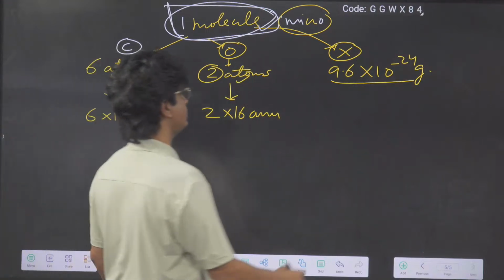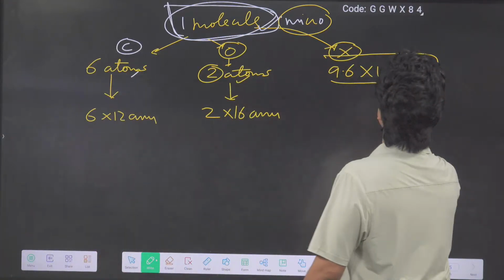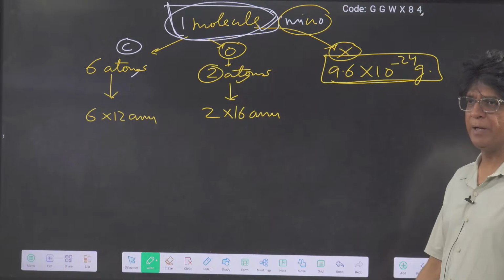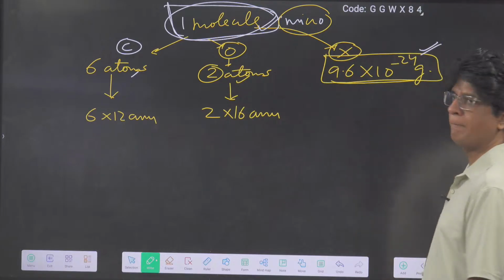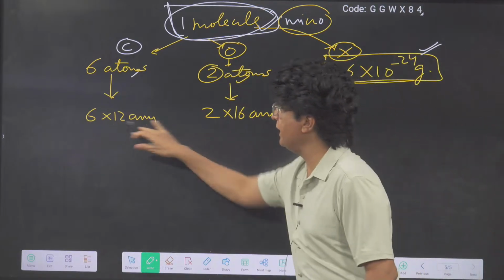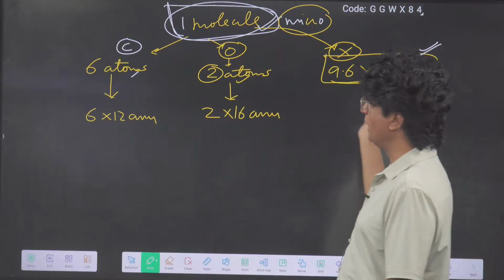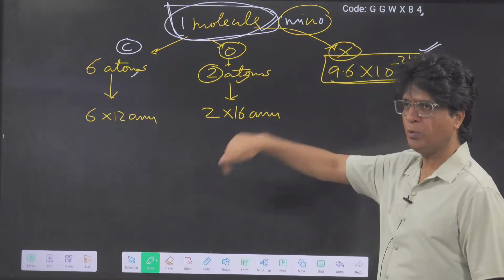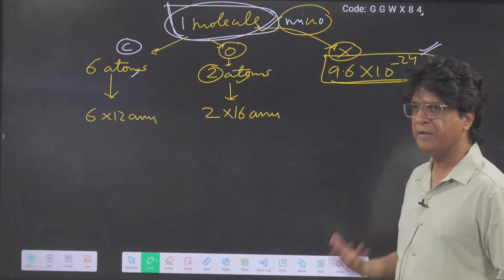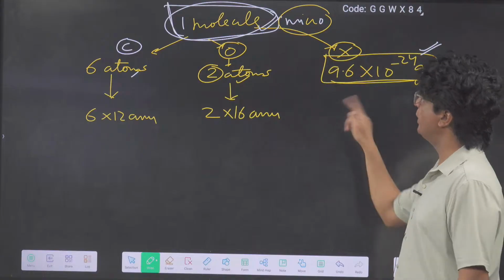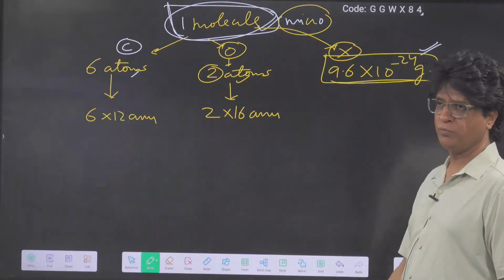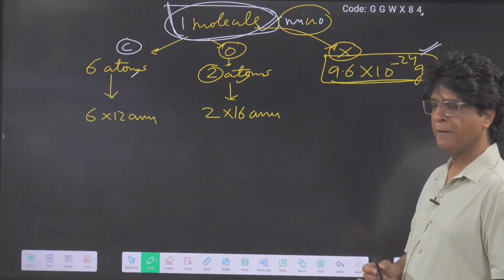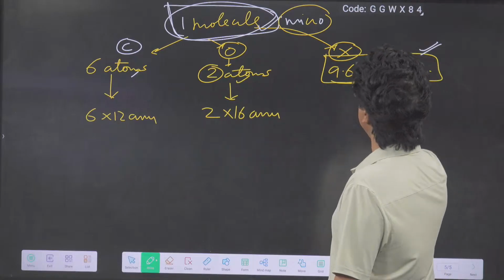Right, very good. Now, this is the tricky part. This is given in gram, and these things are in AMU. Either you convert AMU into grams or grams into AMU. I believe that converting this gram into AMU will be more fruitful. Are you getting it or not? So, can I convert this weight into AMU?